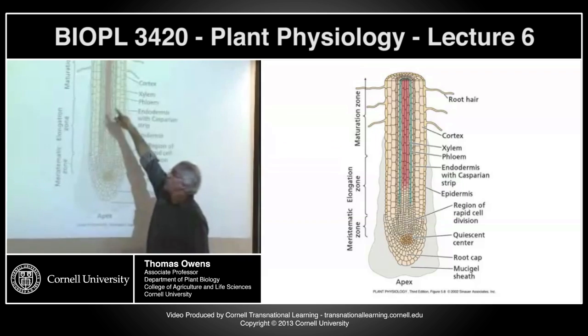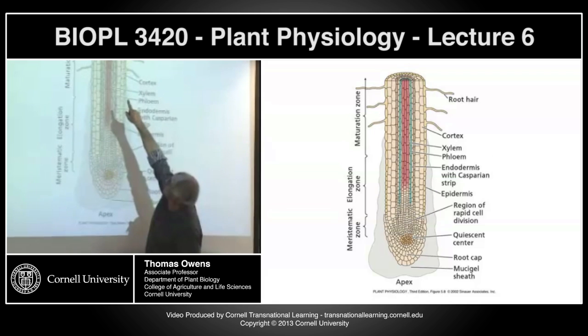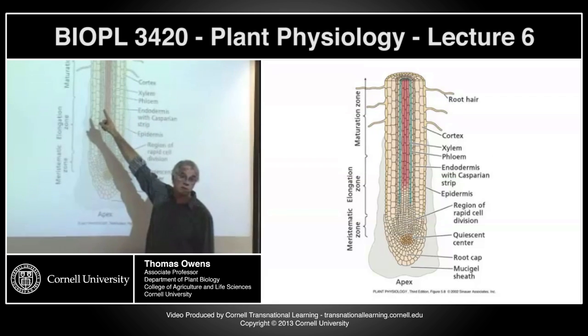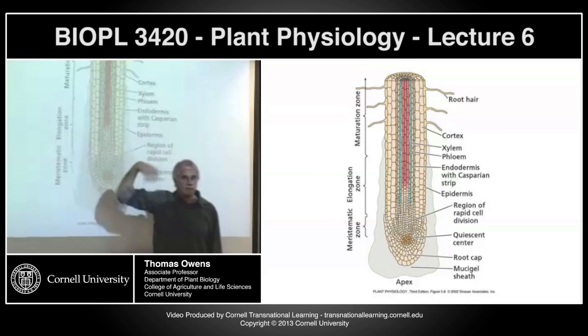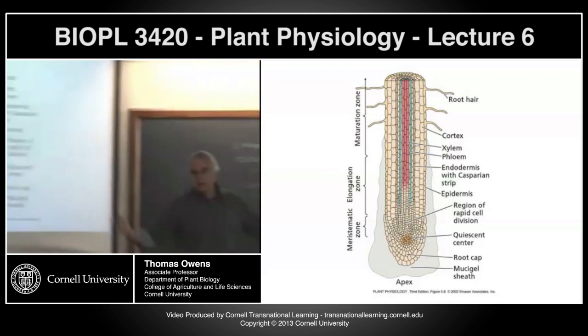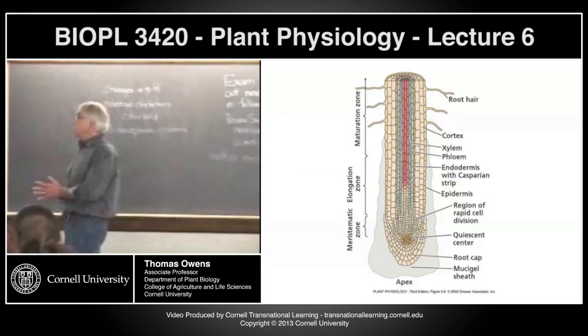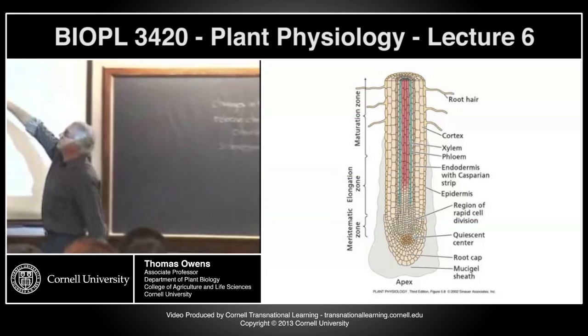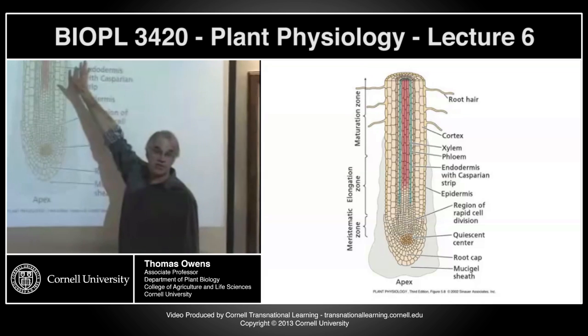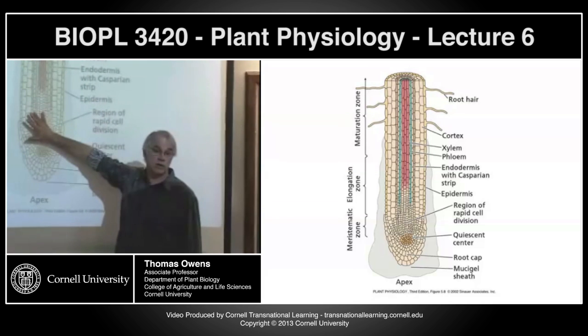It's further up along as development goes along. So you get into this maturation zone, and one of the things you start to see are root hairs. What are root hairs doing for uptake from the soil? Yeah, just increasing surface area through which transport can happen. So you would expect that uptake of things from the soil would be much more likely to happen in regions where there's root hairs than where there's not.